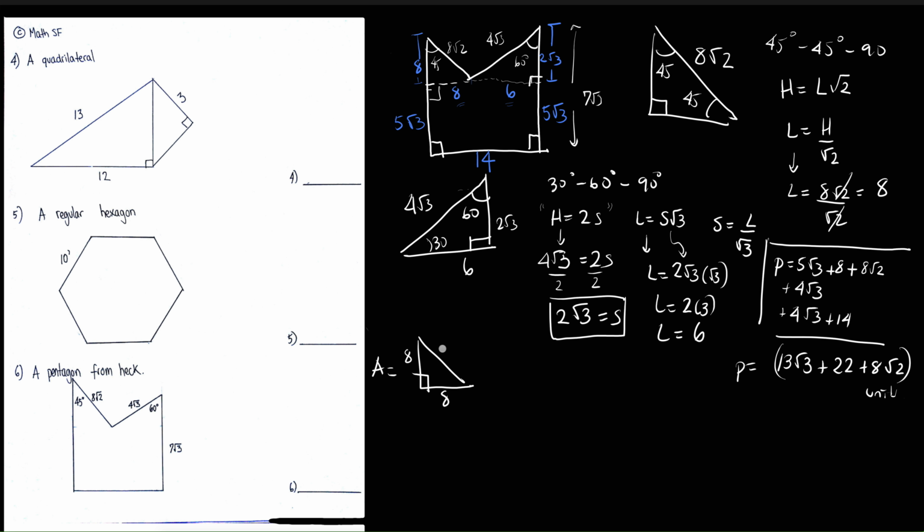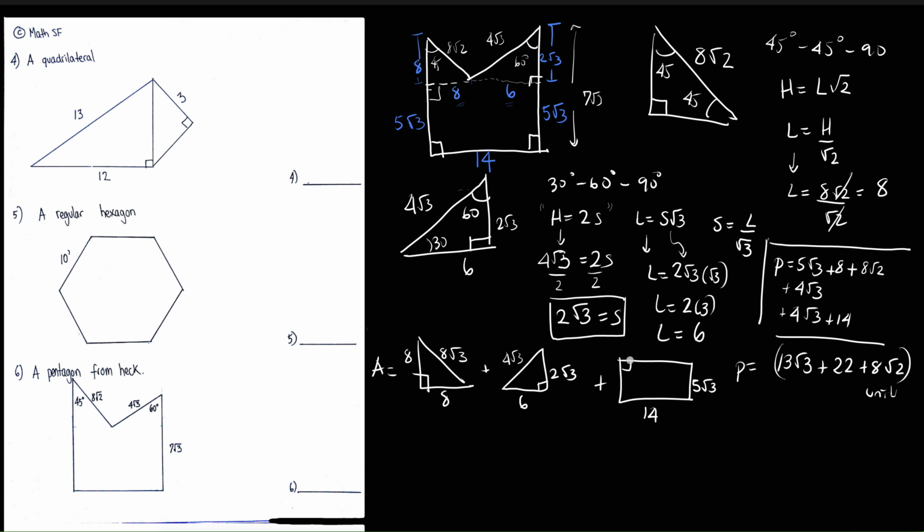8 root 3, plus this other triangle here that I had, 6 and 2 root 3. We don't really need the hypotenuse for this particular problem, but I'm just going to write it there. Plus this rectangle here, which is 14 by 5 root 3. Now I'm going to find the area of each of them.